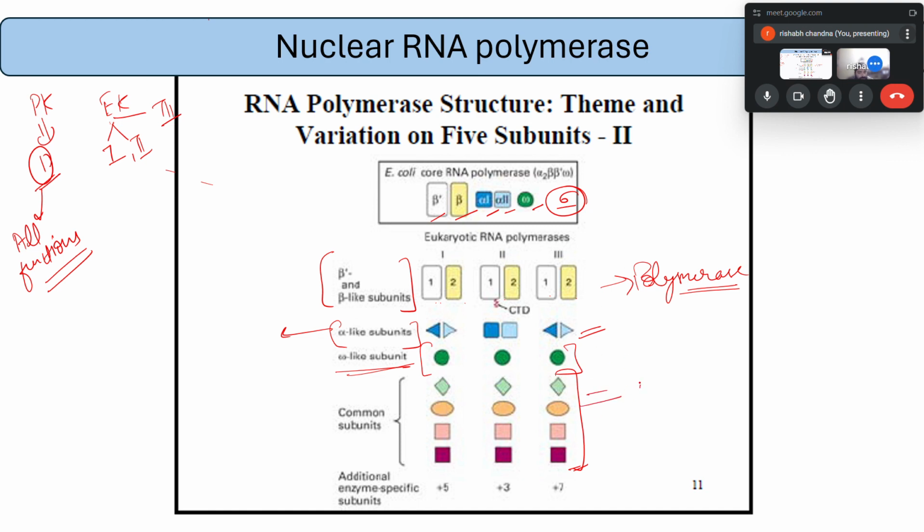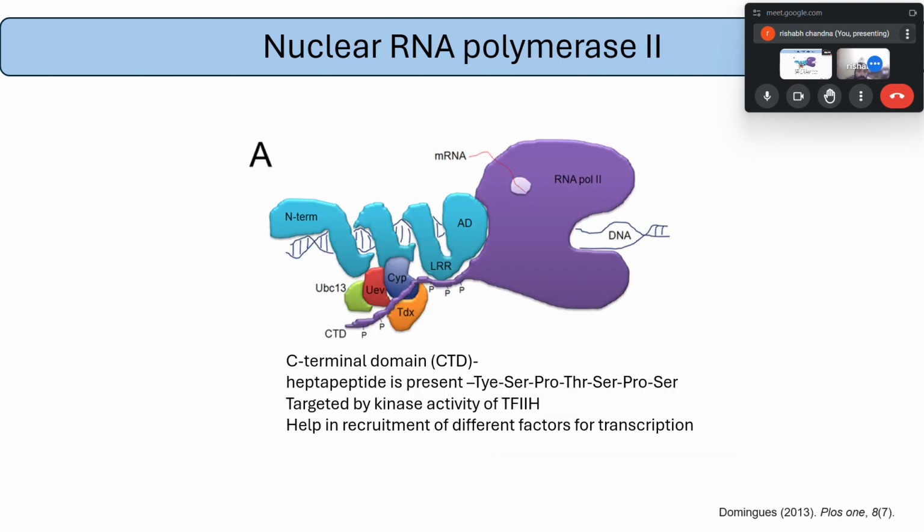so these are some similar structural subunits. Then we have the additional enzyme-specific subunits. So in total, these are the subunits present in the RNA polymerases. Okay, so the main purpose of showing this was to show that different subunits of the prokaryotic RNA polymerase are also present in eukaryotes, with similar functions. The number might vary. Okay, now moving on to the RNA polymerase 2.